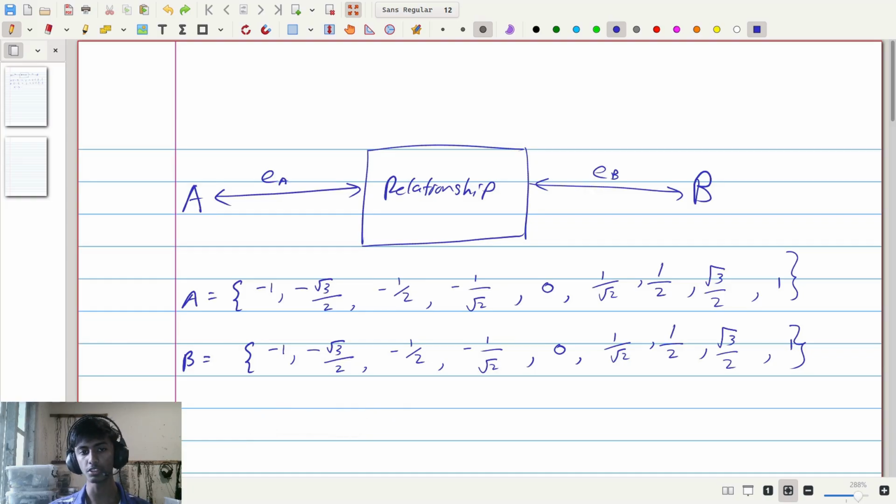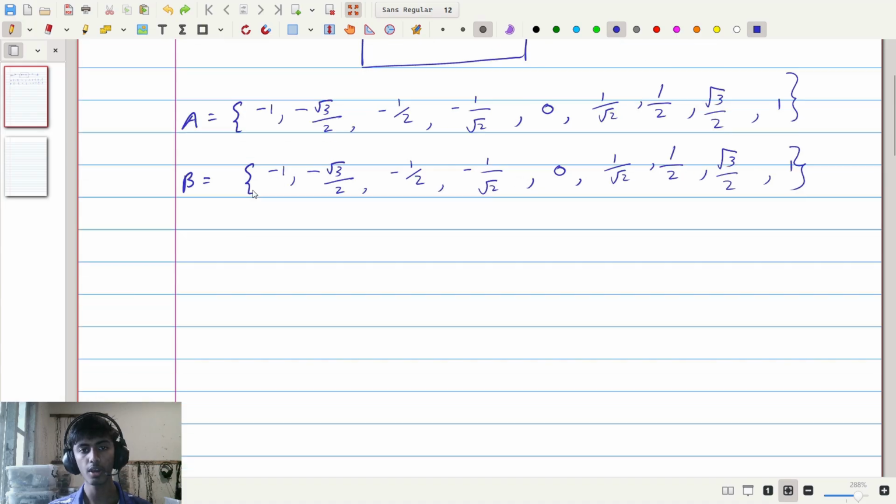We have found relationships such as one element of A going to one element of B. So this is one element of A going to one element of B, and one element of B going to one element of A. So this is what we call a one-to-one relationship. I'll say 1 to 1.